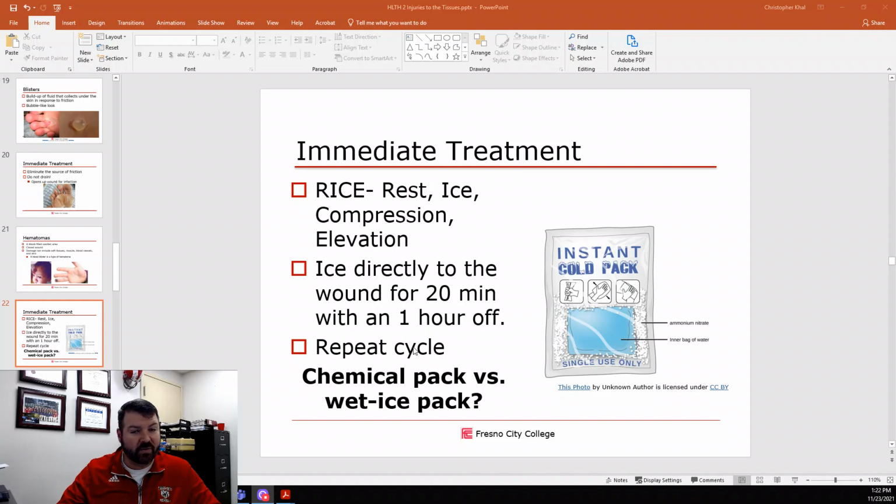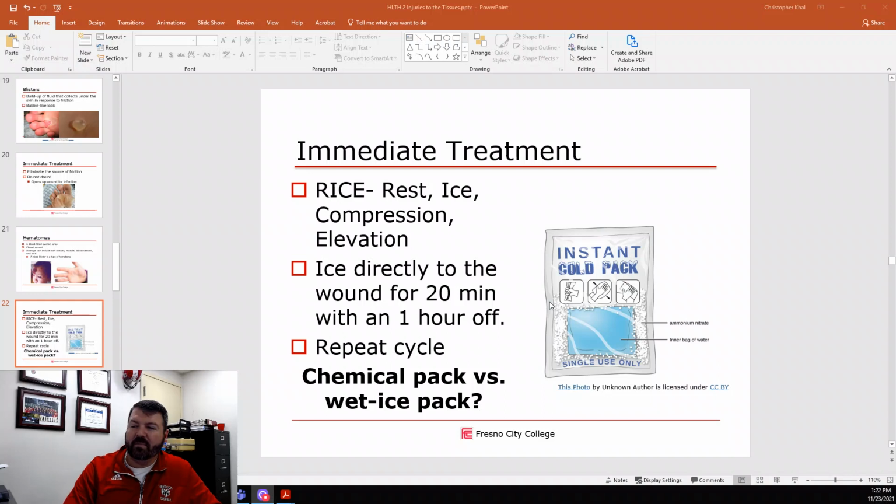Okay, there is a difference between a chemical pack and a wet ice pack. The wet ice pack is just ice in a bag. That's it. Okay, or peas or whatever. But a chemical pack uses a chemical reaction to make that pack cold. Okay, it doesn't require ice. It can be really effective. Costs usually a little bit more.